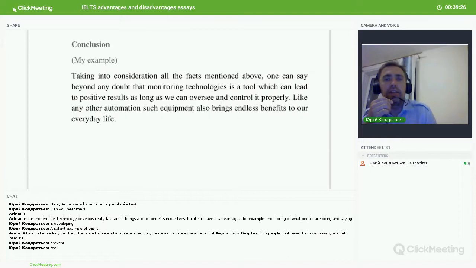Okay, and the last thing is the conclusion. So, taking into consideration all the facts mentioned above, this is an expression for a final conclusion, one can say beyond any doubt that monitoring technologies is a tool which can lead to positive results as long as we can oversee and control it properly. Like any other automation, such equipment also brings endless benefits to our everyday life. All right. So if there are any questions, please let me know in the chat.